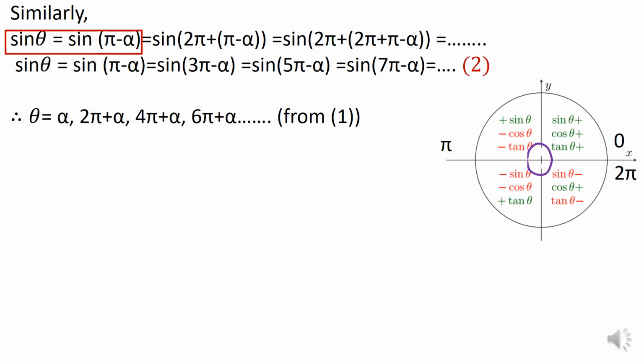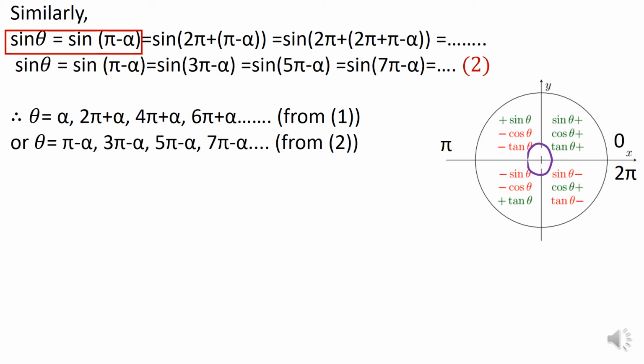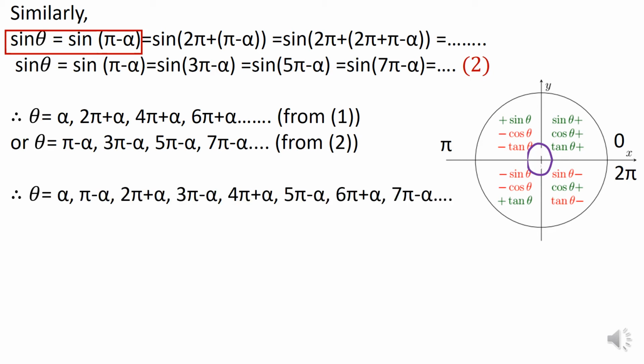Removing sine from both the sides in statement 1, we get theta is equal to alpha, 2 pi plus alpha, 4 pi plus alpha, 6 pi plus alpha, or any even multiple of pi plus alpha. And from statement 2, we get theta is equal to pi minus alpha, 3 pi minus alpha, 5 pi minus alpha, any odd multiple of pi minus alpha, and so on. Thus, combining the values of theta in 1 and 2, we get theta is equal to alpha, pi minus alpha, 2 pi plus alpha, 3 pi minus alpha, 4 pi plus alpha, and so on.